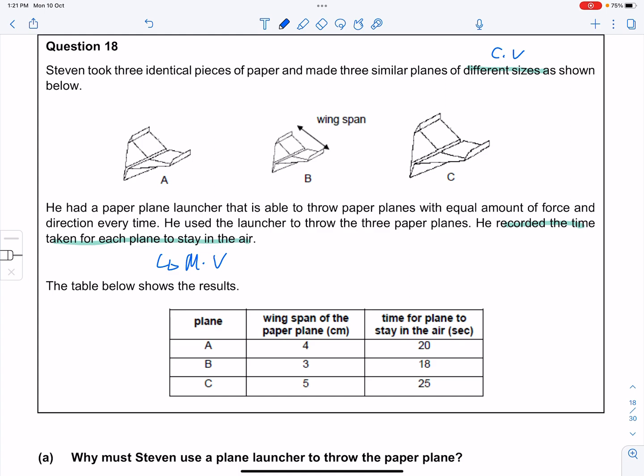Okay, and the results are shown. So whenever you have a results table, it is always good to draw an arrow to see if there's a trend, right? In this case, we cannot straight away draw a trend because it's 4, 3, and 5. So you may need to do a little rearrangement. The one with the smallest wingspan is actually B. So B should go up to here. Then it becomes 3, 4, and 5. And then you will notice that as the wingspan increases, the time for the plane to stay in the air also increases.